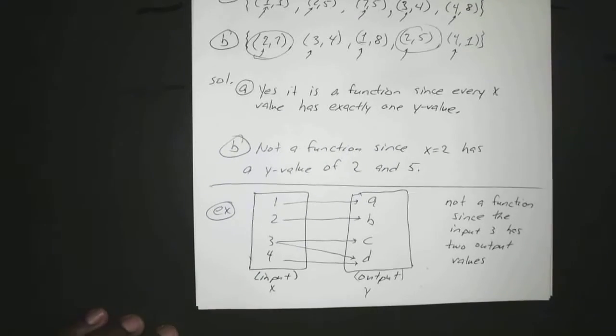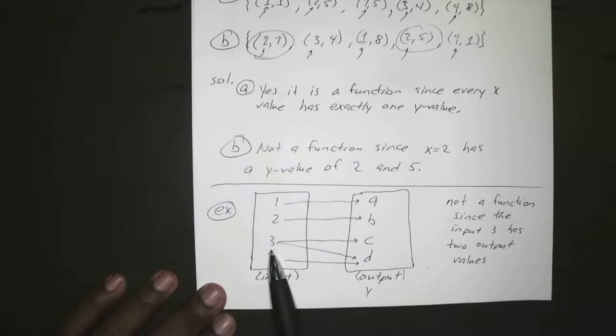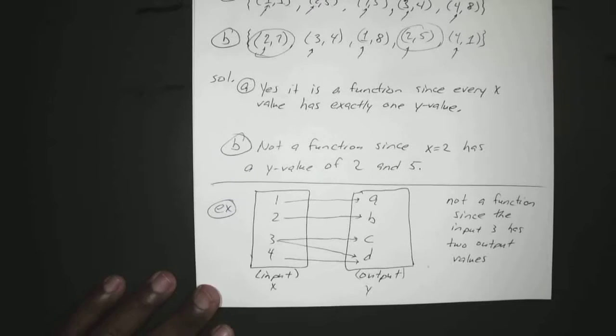Okay, so you may see this done with cities and population. You may see it done with cars and color of them. You can see it with a little bit of everything. But when it's set up like this, if anything in the input has more than one arrow coming out of it, then it's not a function.